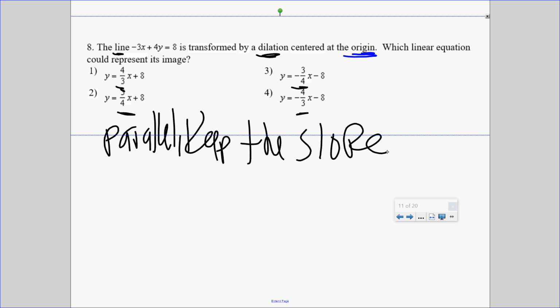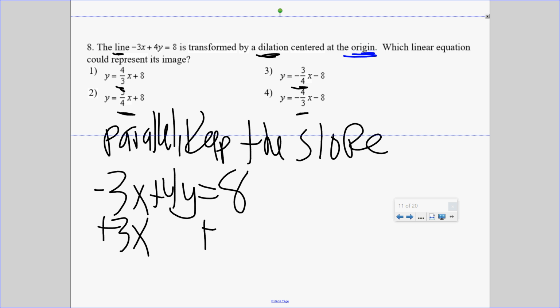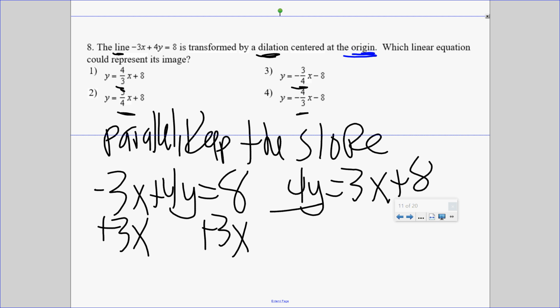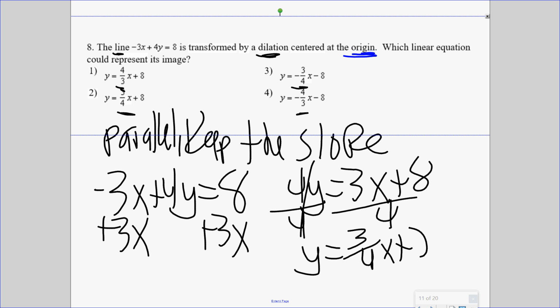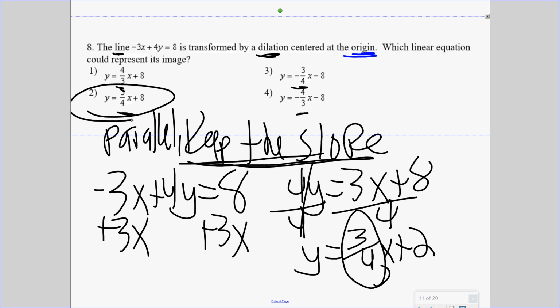Why don't you pause it, try and finish this problem on your own from here. Okay, now that you tried this question on your own from here, I need to know the slope of my original line. Whenever I'm isolating, I add or subtract first, and I divide last. The slope of this line is 2. I know I have to keep the slope whenever I'm dilating a line. Y is by itself already for each of them, so it's a little bit less work.